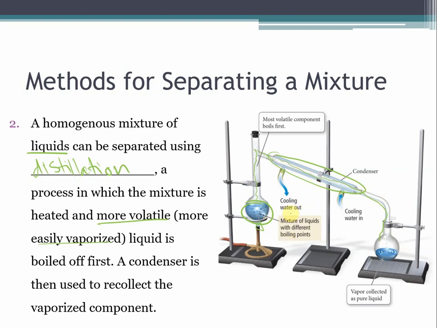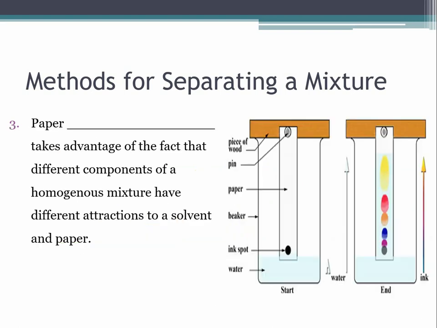And now you've separated them because the one that boils at a higher temperature, the hard one to boil, stays behind in your initial flask, and the one that is easy to boil ends up over here in your collection. So that can help you separate mixtures of liquids when you couldn't just pour it through a filter because everything would go through. And our last method is called paper chromatography.